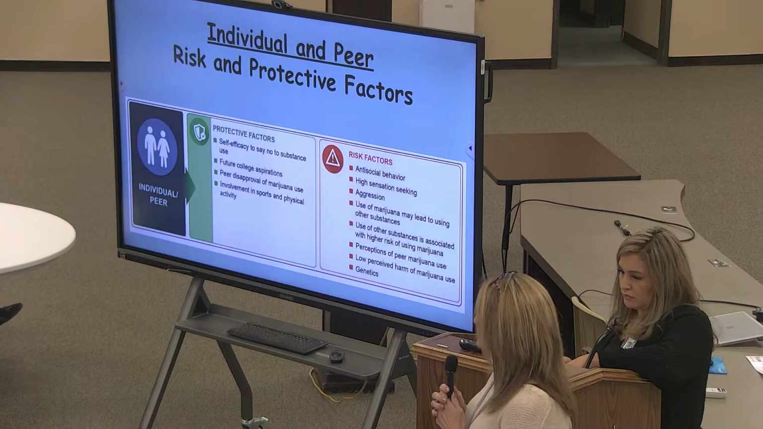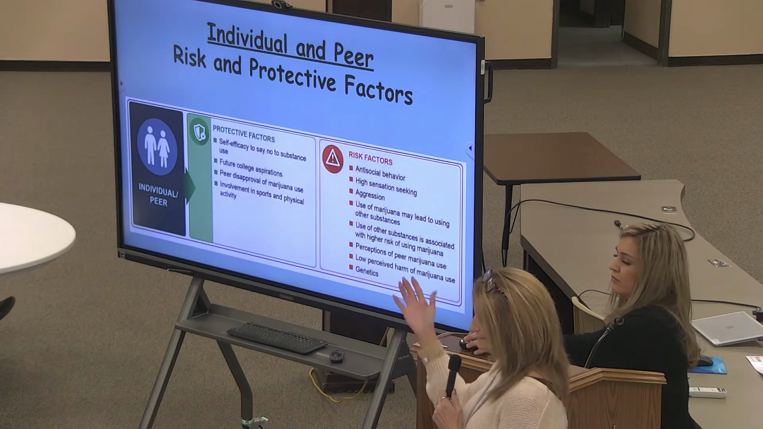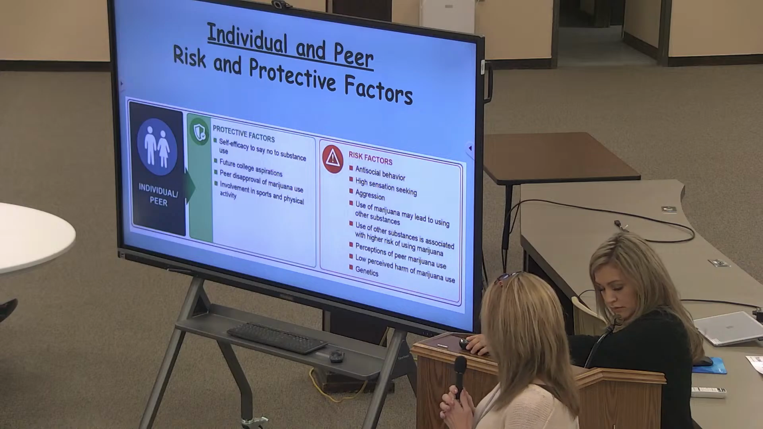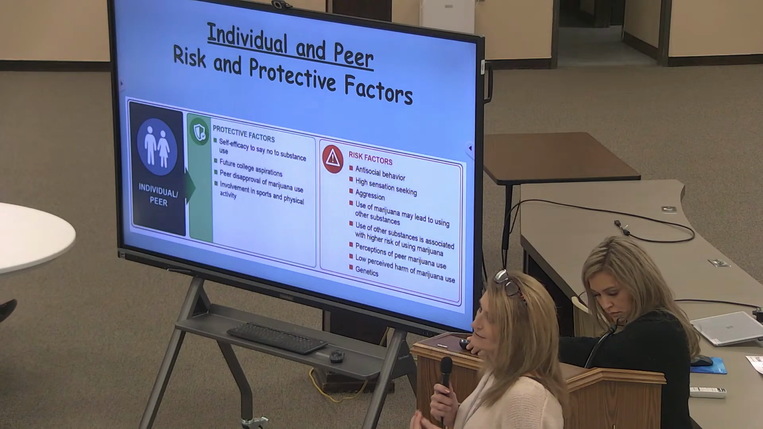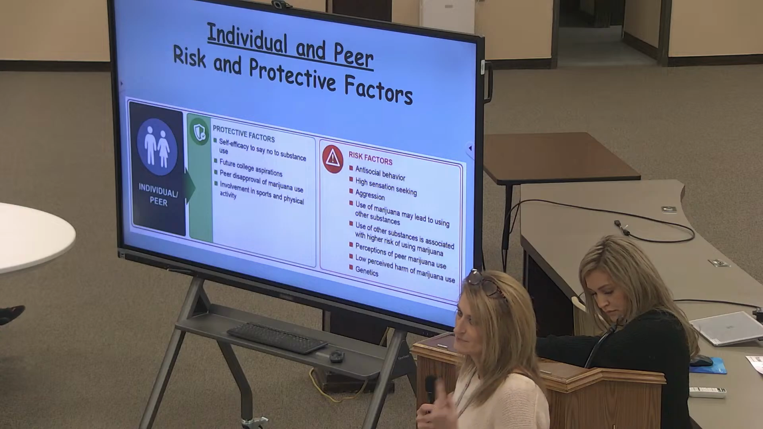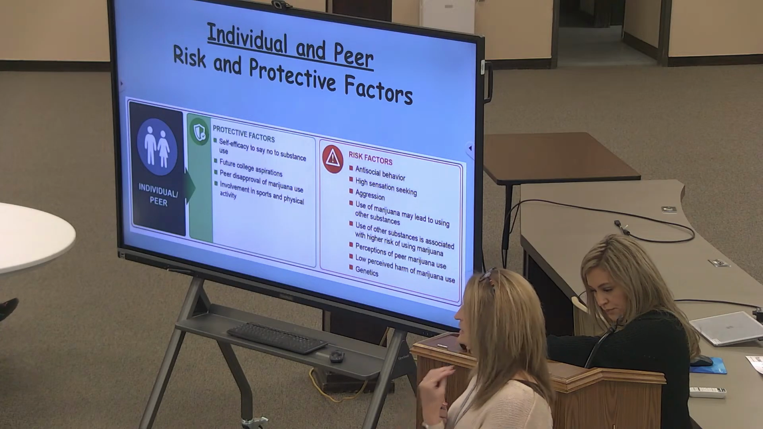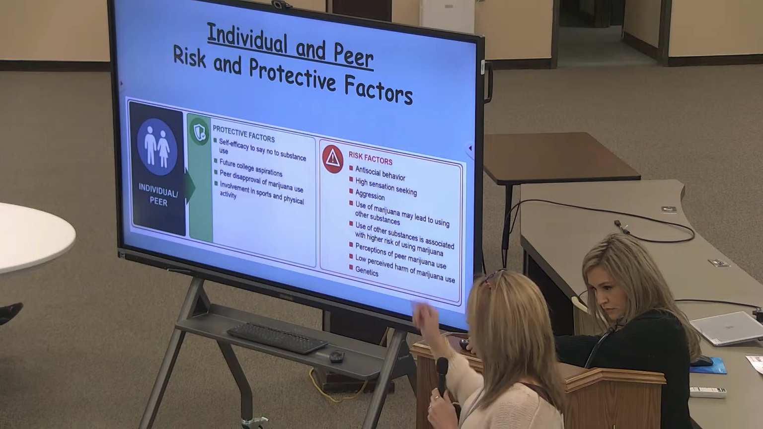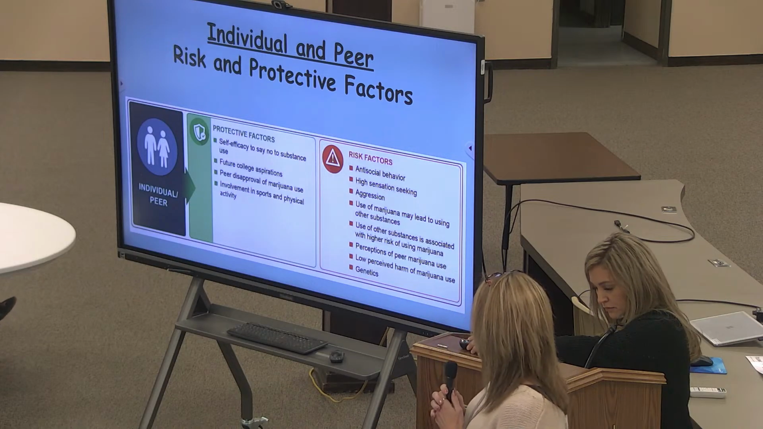Hanging out with a group that doesn't approve of it, that'll help. And then involvement in sports and physical activity. It goes back to whenever your kids start wanting to drop out of things, band, football, cheerleading, whatever it is, there's probably something going on that we need to ask about.